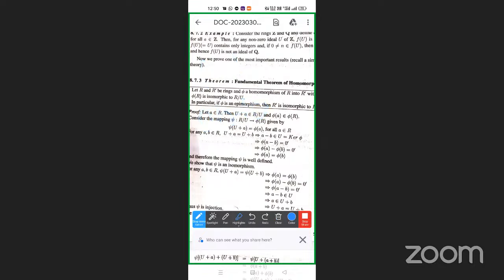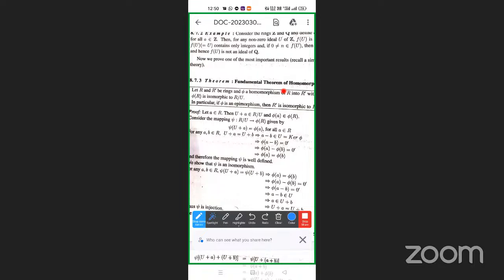A one-one function: f of x equals f of y implies x equals y. So this is the one-one condition. To verify f is one-one, we take f of x equals f of y, and then we show x equals y. Then we can say that f is a one-one function. An onto function is one where for every element in the codomain there is a pre-image in the domain. So this is called an onto function.